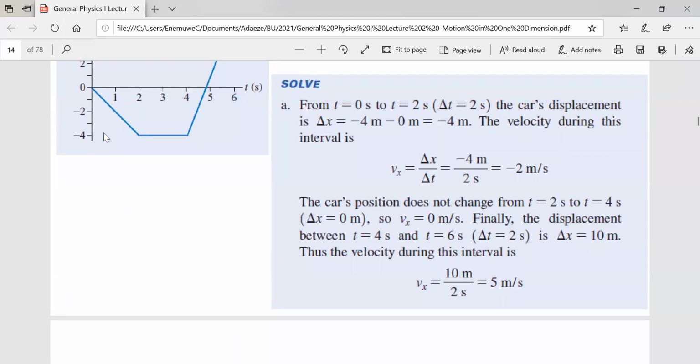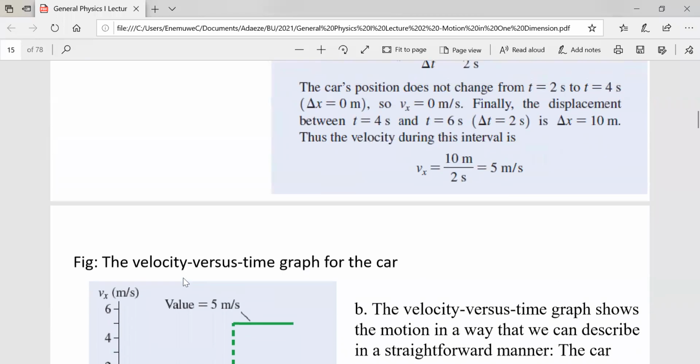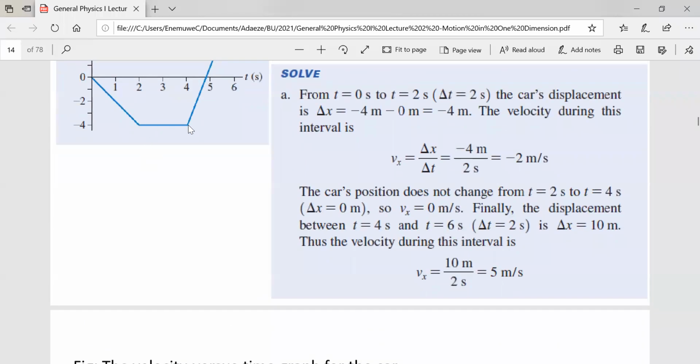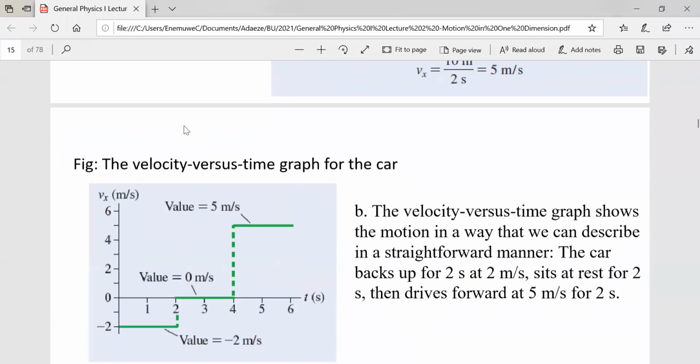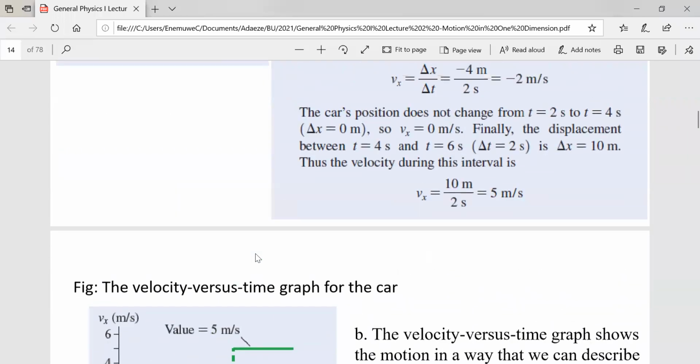This ended at 2 seconds. So stretch this to 2 seconds. Also, the slope here is 0, and this is a 0 position for 2 seconds. That is this to this. We stretch that, and then we came to this.